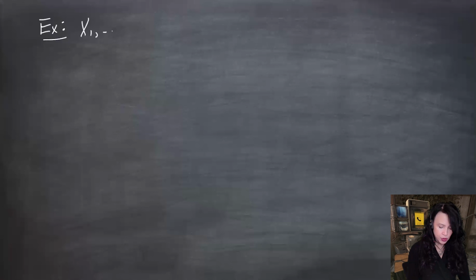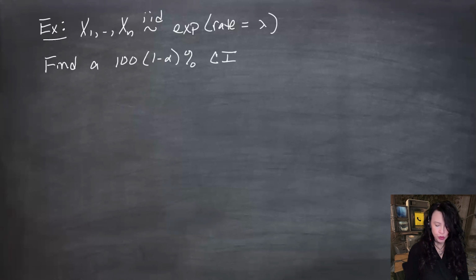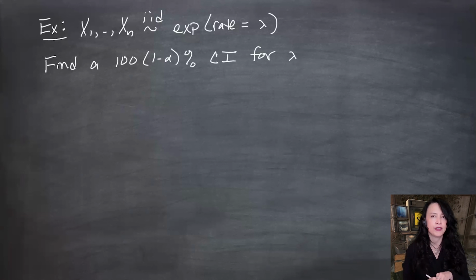Suppose we have x1 through xn, a random sample, or equivalently IID, from the exponential distribution with rate lambda. And let's find a 100 times 1 minus alpha percent confidence interval for lambda. So this is really the most important part, I think, of today. Can we apply this generally?